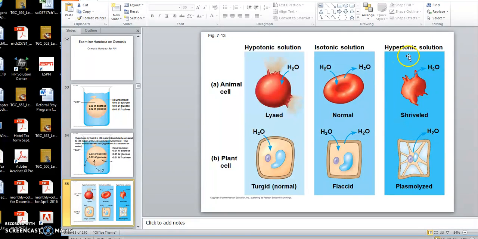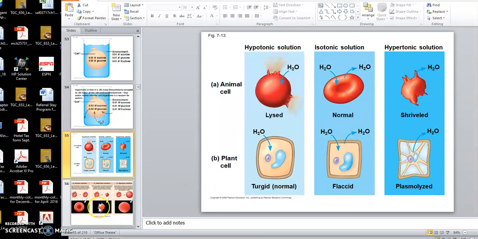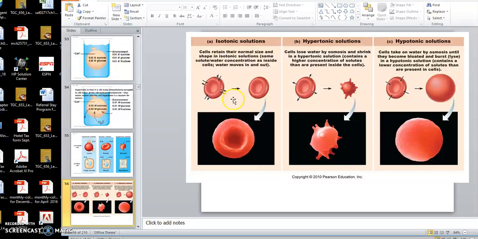Here, hypertonic on the outside, greater than 0.9%. Water would come out. The cell would then shrivel, what we call crenate. So here's another example: isotonic, as much comes in as goes out. Hypertonic solution means the solution acts as a vacuum. And here's hypotonic.